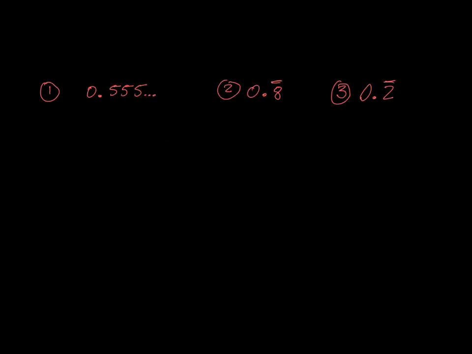Now in your notebook, make sure that you do the following 3 problems. The first one will be 0.555, and it continues. The next one is going to be 0.8, and the line means that it repeats. And the last one is going to be 0.2, repeating.